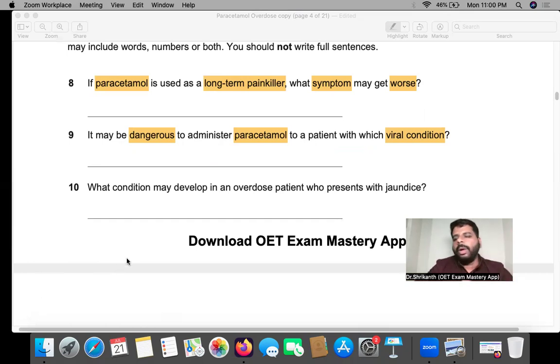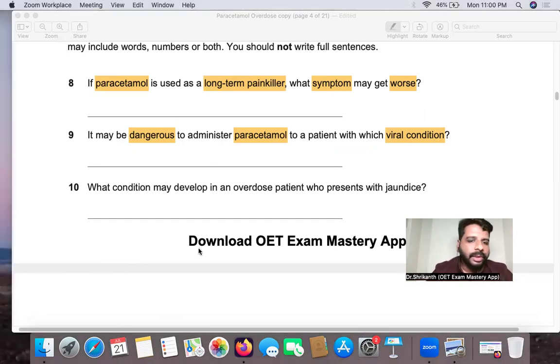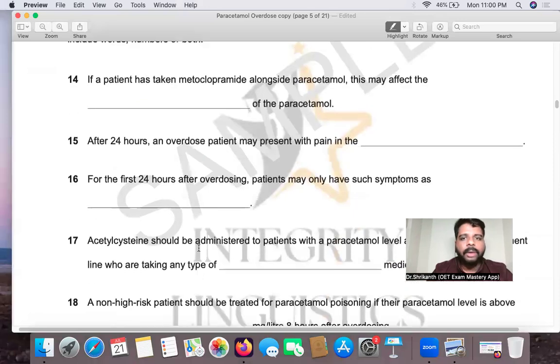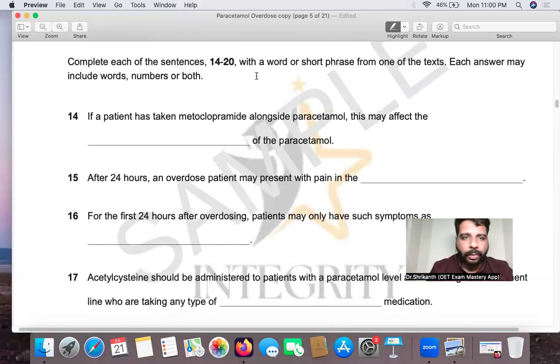So let's do one or two fill in the blank questions, and then we'll wind up the session. Now, when we are talking about fill in the blank questions, your grammatical accuracy is important, because sometimes the question may be plural while in the text it may be singular, or the other way around. So you have to read the sentence, understand the grammar, and adjust accordingly.